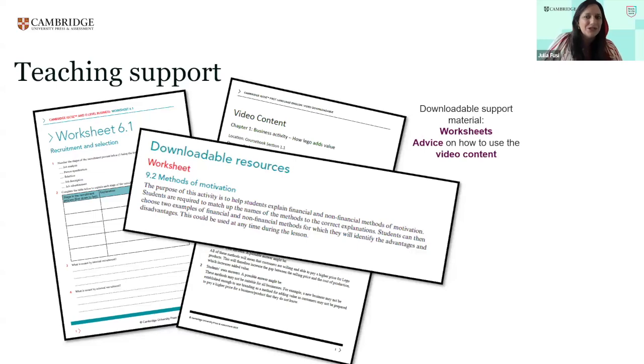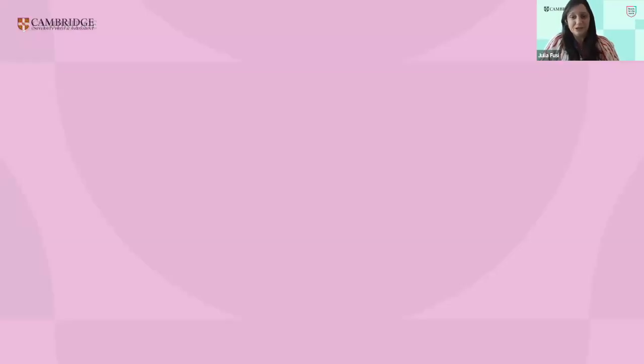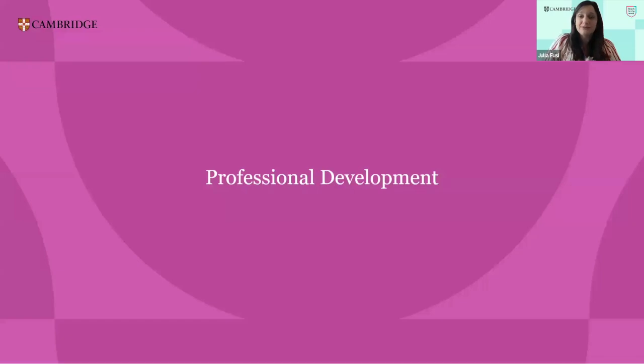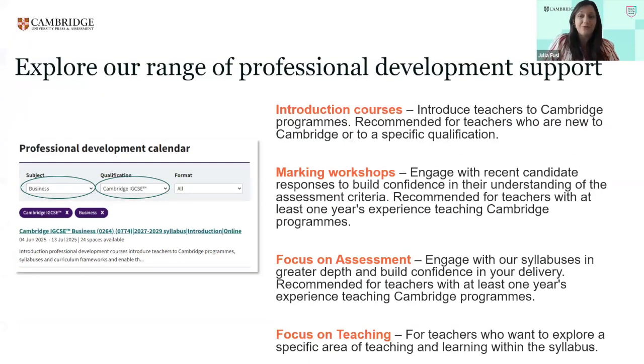But I'm also going to talk to you about the professional development opportunities that we have here at Cambridge. So we do have several professional development courses for the IGCSE and O-level business. The best place to find out what we have coming up is to look at our professional development calendar on the website. You can filter by IGCSE and business to browse the list of upcoming courses.